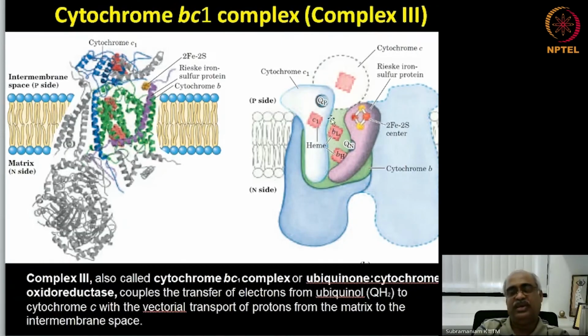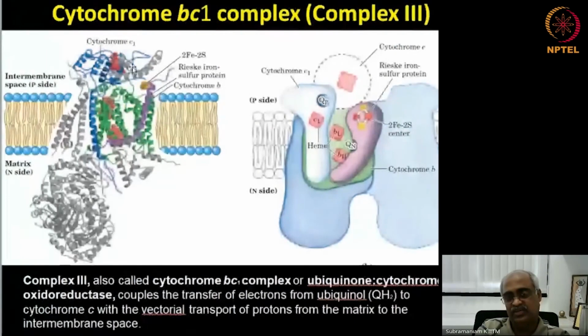So where is the electron coming from and where is it flowing to? It is from the QH2, which we saw in the previous step. And ultimately it goes to the cytochrome C. This is not part of the complex. It is shown here for clarity of the substrate. Do not think cytochrome C and C1 are identical. C1 is part of the complex while C is not. And C is the ultimate acceptor of the electron coming from QH2.